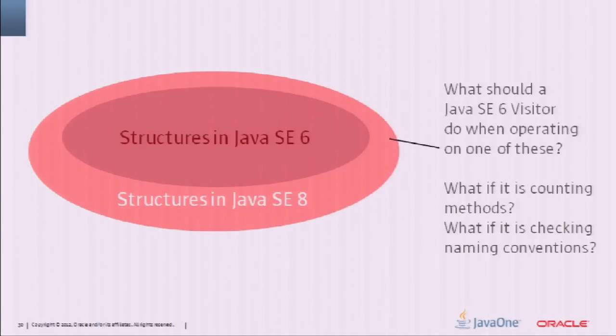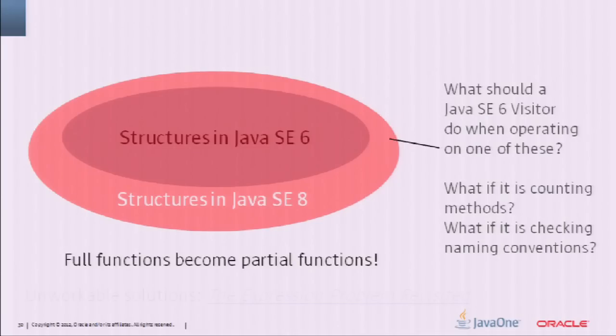If your code is doing something like just counting methods, and it comes across a module definition, maybe there's nothing else to do. It should just ignore it. But what if the code is doing something like checking naming conventions? If a structure comes about after your code, it might have naming conventions you don't know about. You can't check it. Perhaps you need to throw an exception in that case.